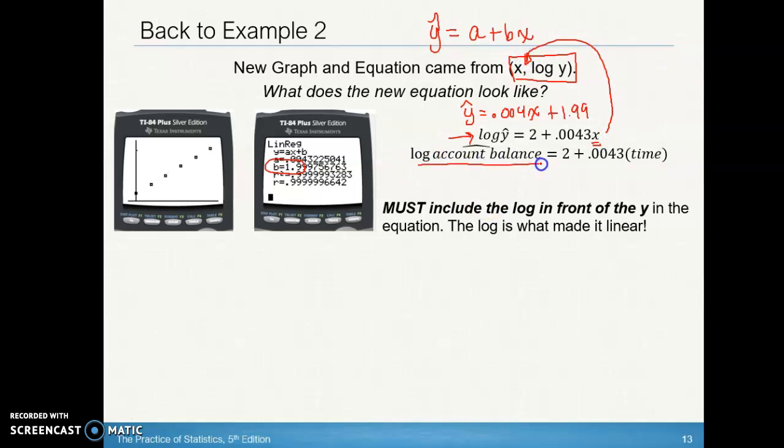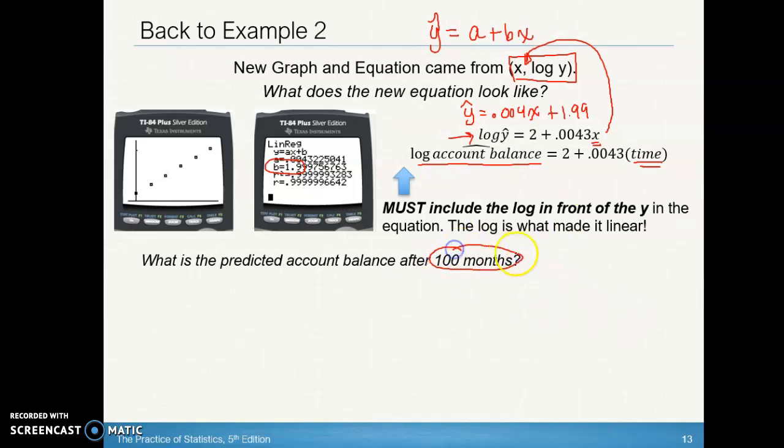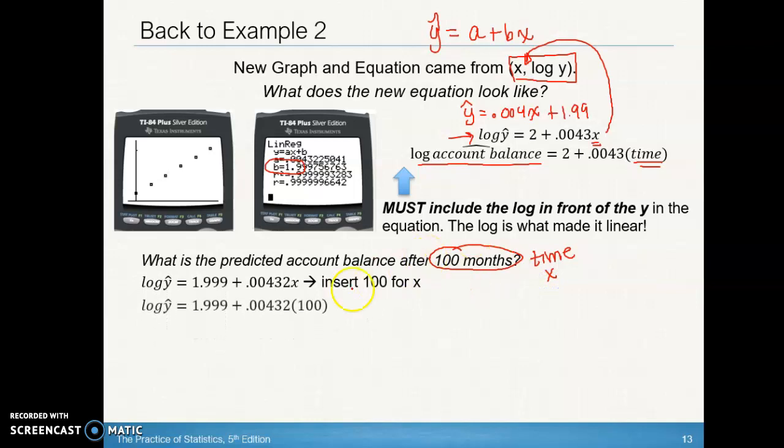Now we want to put this in context. I don't want to write y hat equals every time, so I'm just going to write the log of the predicted account balance is equal to 2 plus 0.0043 times time, because my x was time. You have to include the log in front of the y because this is what made it linear. Now, it asks, what is the predicted account balance after 100 months? This says I need to put 100 in for time, or my x. Let's see what that looks like. So I insert 100 in for x.